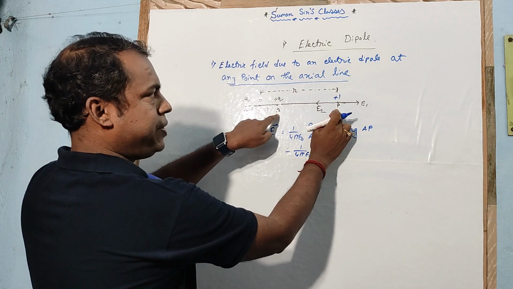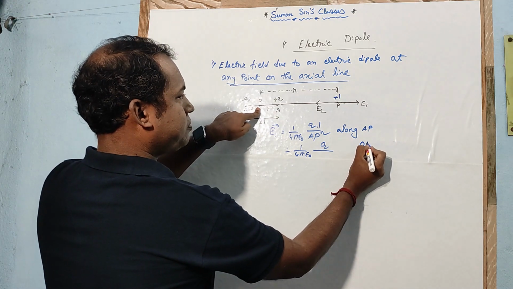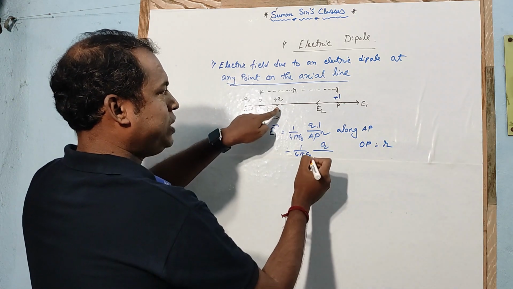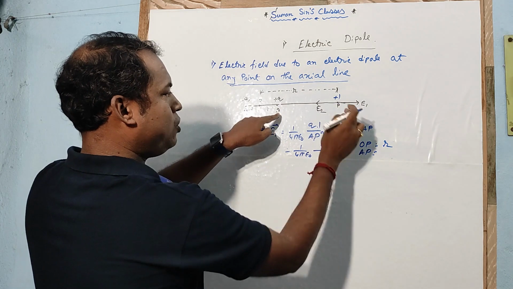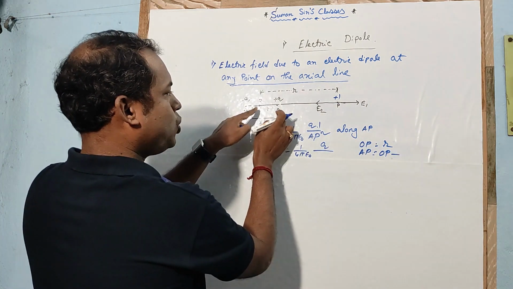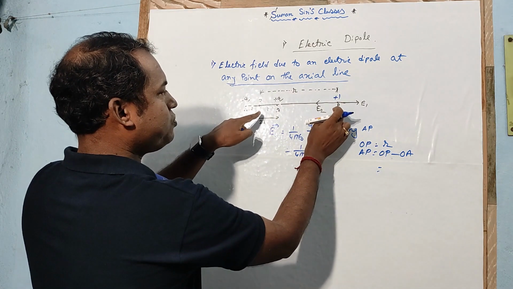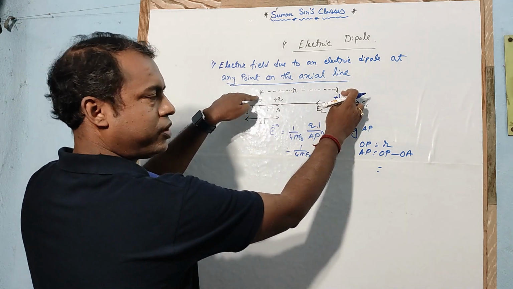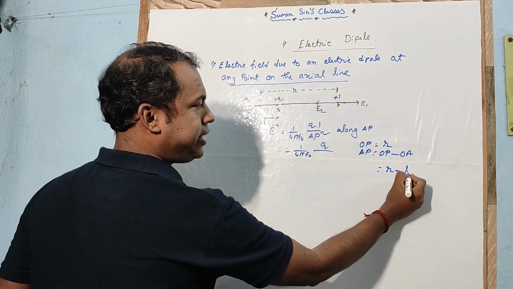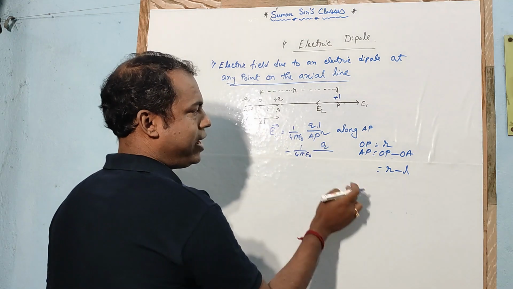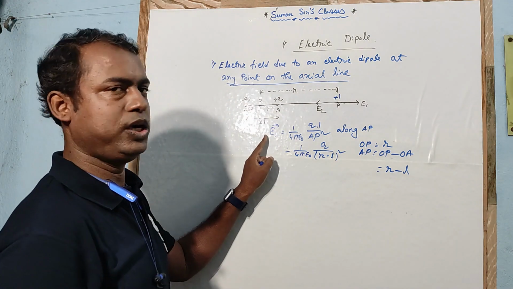What is AP? We want to find AP. AP equals OP minus OA. What is OP? OP equals R. And OA equals small l. So OP minus OA is R minus l, and AP square is R minus l whole square. This is the E1 value.